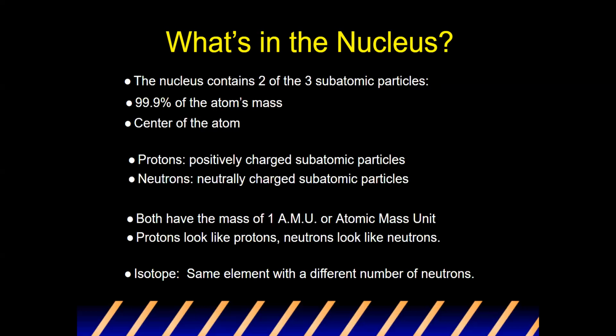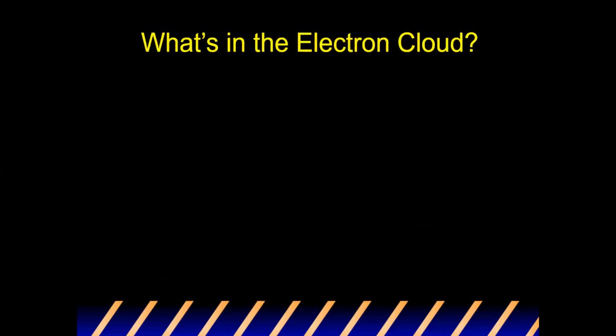Just like there are different varieties of, let's say, apples: there's Granny Smith, Fuji, Red Delicious. They're all apples, but they're all different varieties of apples. Those would be considered isotopes. So when you hear the word isotope, it's the same element. It just has a different number of neutrons than the norm would be for that specific element, or the average for that specific element in the atomic mass. We'll talk about that again in just a moment.